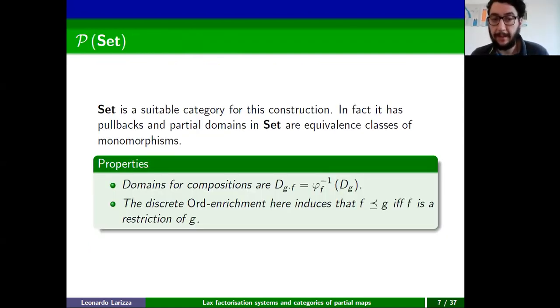And this construction in particular can be carried out for sets. Set is a suitable category for this construction. We have pullbacks, and we consider equivalence classes of monomorphisms among functions in sets. We remark that domains of composition are just what we would expect: pre-images of the second domain of a composition of two functions. And in particular, the discrete order enrichment that I have defined before turns out to be the relation of being a restriction: having a two-cell from F to G is equivalent to saying that F is a restriction of G.